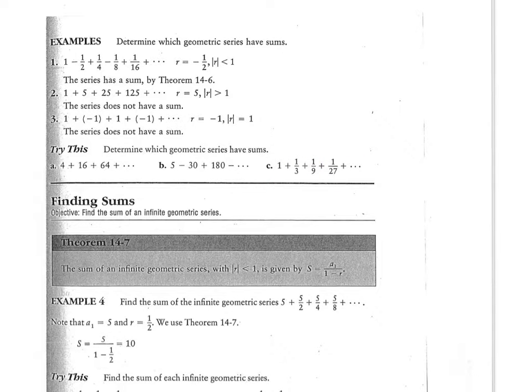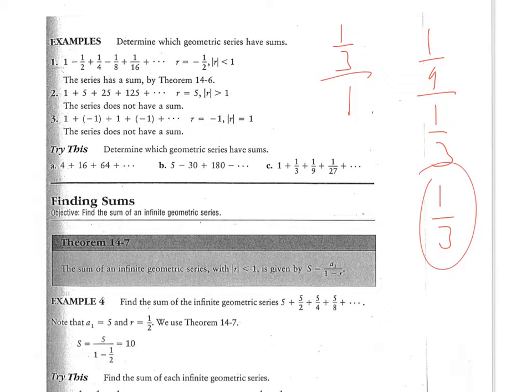This one, let's see. So 1/3 divided by 1, or 1/9 divided by 1/3. In each case, you're going to get a common ratio of 1/3. That does have a common ratio that's less than 1, or the absolute value of that is less than 1. So that means this series will have a sum. It'll settle down to be a number. Kind of interesting what those numbers work out to be, and that's where we're going to go next, finding sums.